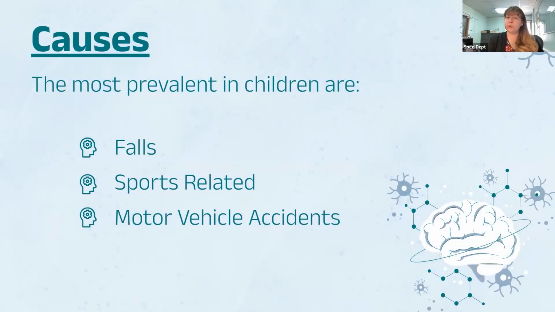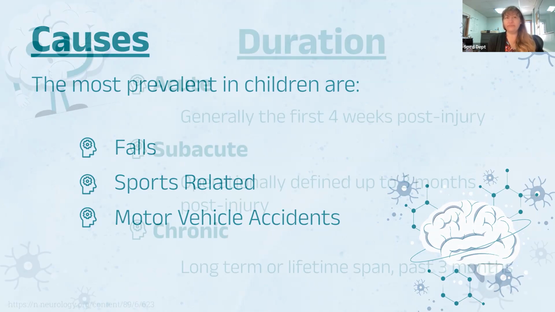So, causes most prevalent in children are falls, sports-related injuries, and motor vehicle accidents. Some of the other causes that we're seeing in emerging data in Alaska are from ATV accidents in kids in the 10 to 19-year-old range, and unfortunately, domestic violence incidents in the birth to 9-year-old range.